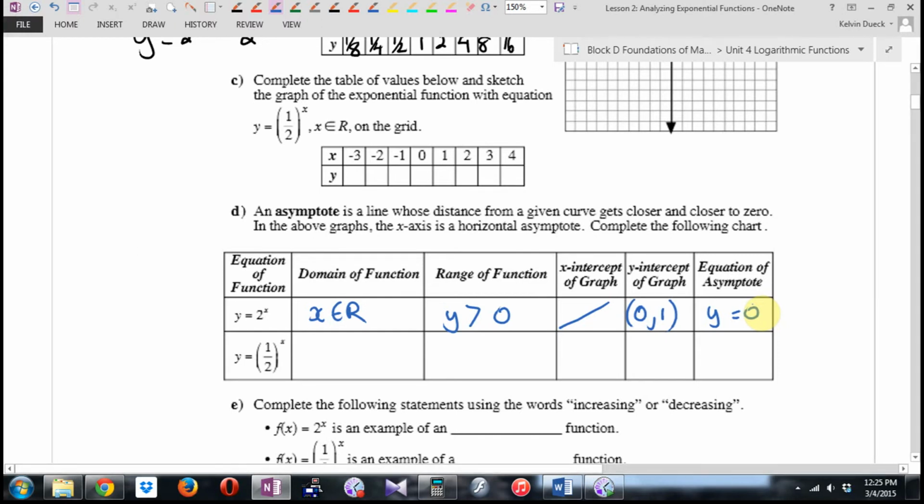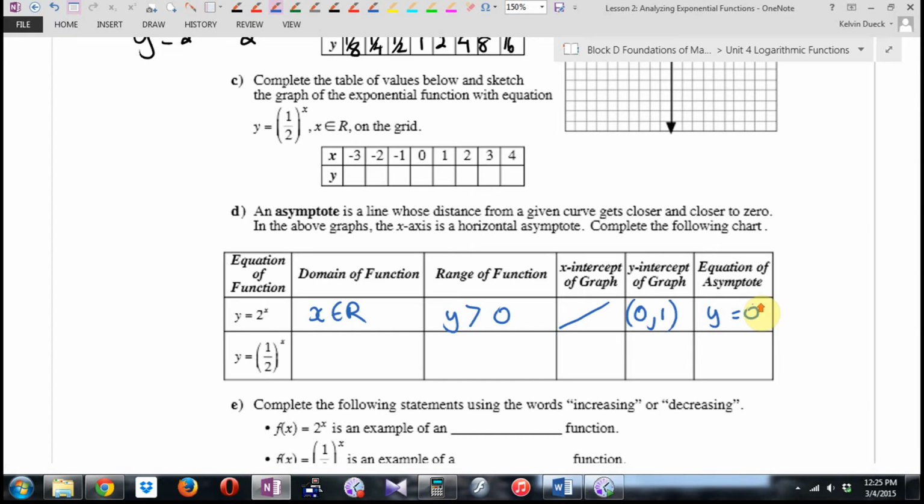What's the asymptote of the inverse? X equals 0, a vertical line. Or you could say it this way, Mackenzie. This exponential graph has the x-axis as an asymptote. The inverse, someday, will have the y-axis as an asymptote. It'll get closer and closer to the y-axis, never touching.